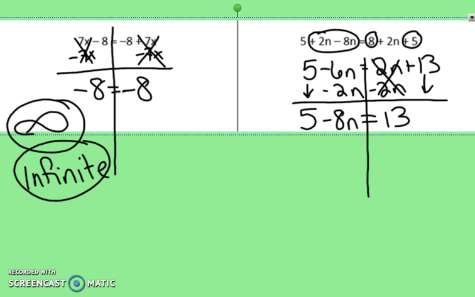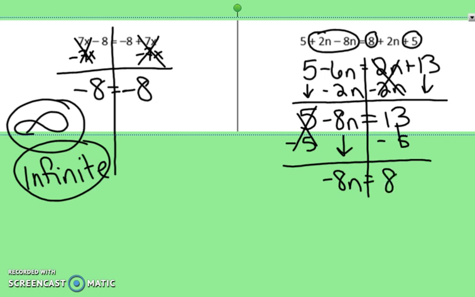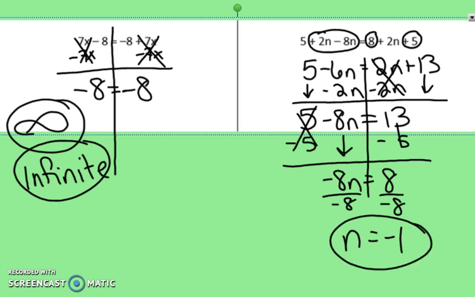Well, now I need to get my constants to the other side. The opposite of positive 5 is subtracting 5. I'm going to bring down the negative 8n, and those cancel. 13 minus 5 gives me 8. Negative 8 is my coefficient in front of my n, and I want it by itself, so I'm going to divide both sides by negative 8. So n is going to equal negative 1. And that's an example of when we get a number out. And if we were to go back to the original equation and plug negative 1 in, our answers on both sides would equal each other. And that's one way we can check ourselves.